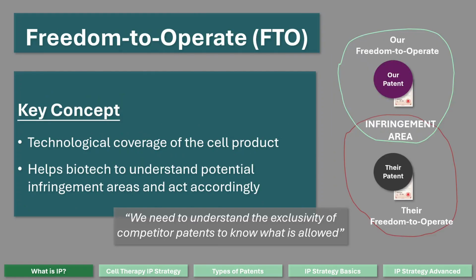Remember that we labeled patents as anti-licenses, as they only provide exclusivity but do not give affirmative permission to work on a product. Freedom to operate, or FTO, refers to the technological coverage of our cell product and helps us understand the potential infringement on competitor patents. IP strategists must conduct FTO analysis by flagging out potential blocking patents and adapt accordingly.